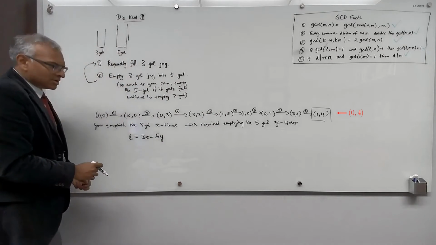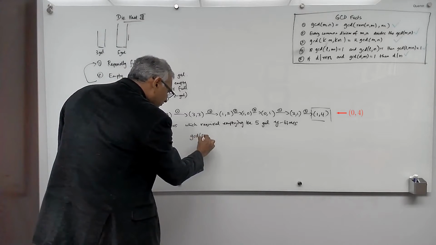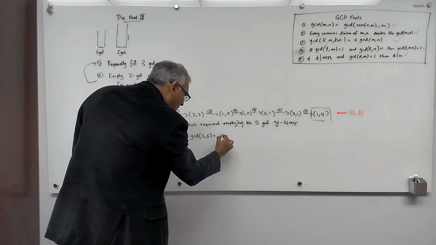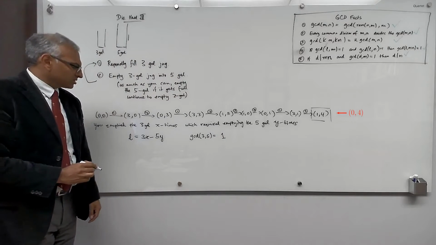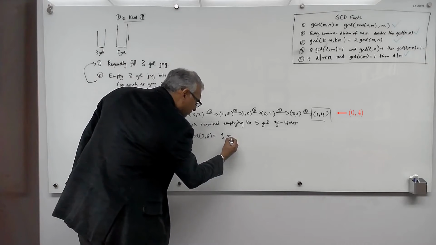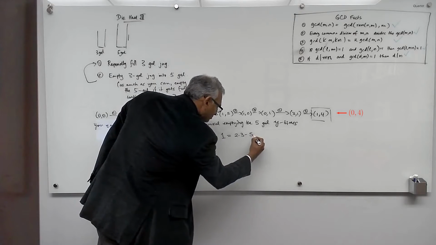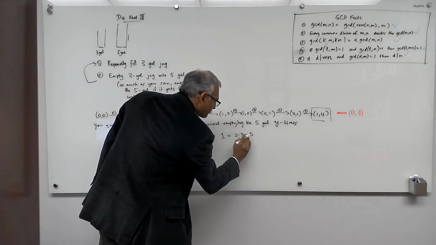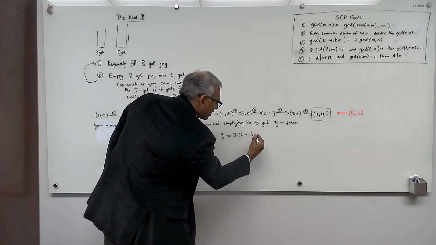Yes, we did. So let's compute the GCD of 3 and 5. GCD of 3 and 5 is equal to 1. Okay? And we know that that's an integer linear combination of 3 and 5. And indeed, look, 1 is equal to 3 times 2 minus 5 times 1.